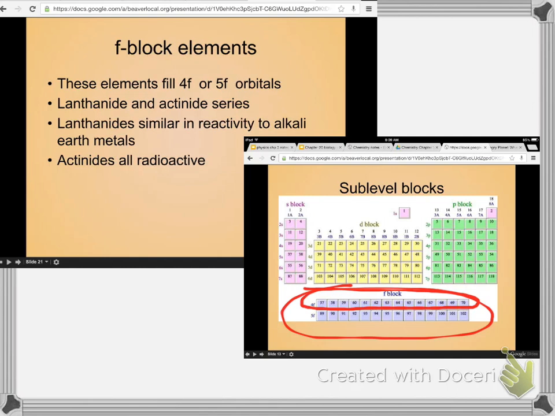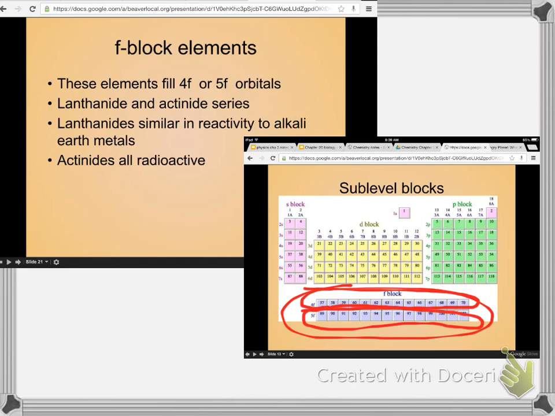The actinide series, the bottom row, these are all radioactive, every single one of them. Americium, plutonium, uranium. These are some big ones. So you don't need to know a whole lot about these. They're filling f orbitals. And they're filling 4 and 5 f orbitals.